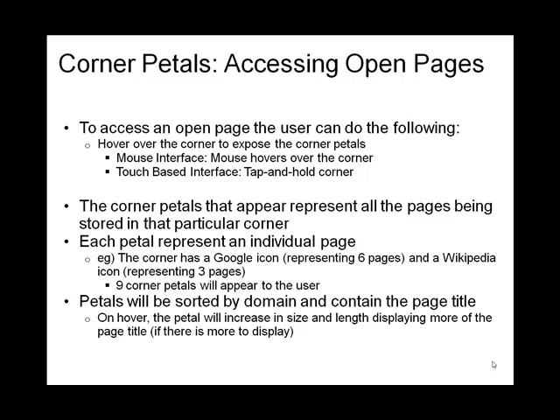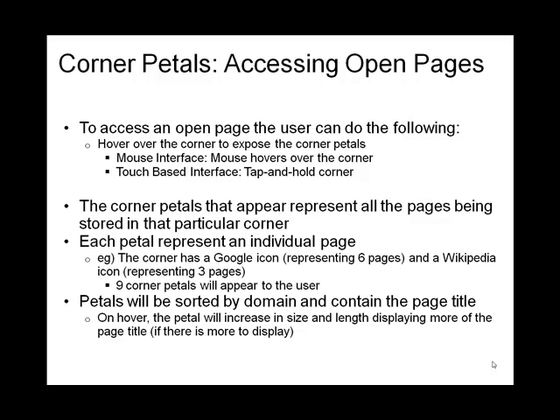And as our example here, if we had 6 pages from Google and 3 Wikipedia pages, that would mean that our Google icon this time is twice as large as our Wikipedia one. You would have 9 petals that appear to the user. So it's a neat, interesting way of storing your pages or your tabs.